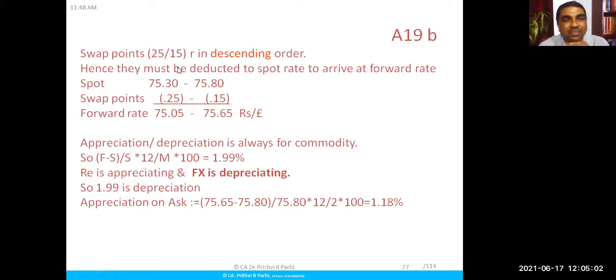And second question is about swap points at 25.15. 25.15 means it is in the descending order. Spot rate is given to you 75.30 to 75.80. Since it is in descending order, first 25, then 15, this has to be deducted. So forward rate is 75.05 and 75.65 rupees per pound. So you can calculate appreciation depreciation percentage.